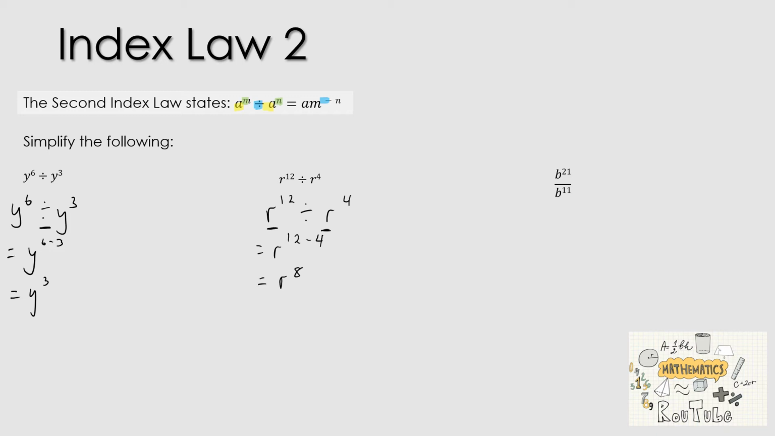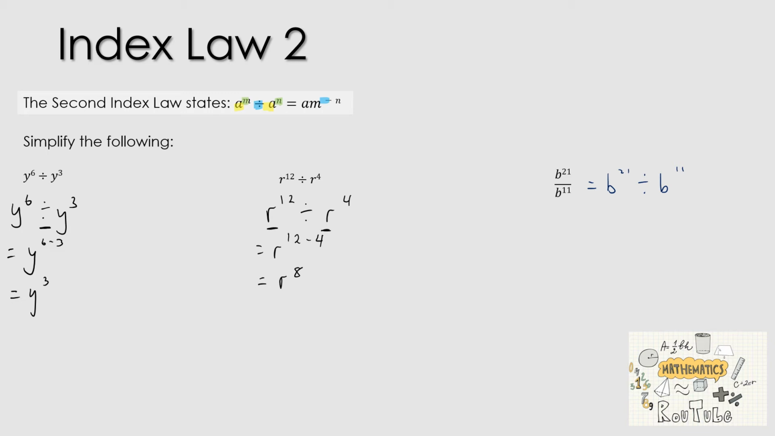And then the final one. Now this one looks a little bit different, but it's really important to note that it's no different to the first two examples we went through. So what I'm going to do here is b to the power of 21 over b to the power of 11 is the same as b to the power of 21 divided by b to the power of 11. It's really important, and a lot of students get confused when they see one written as a fraction and one written with the division sign.